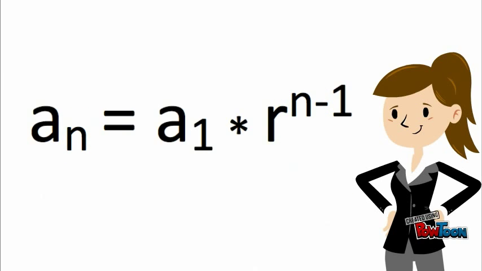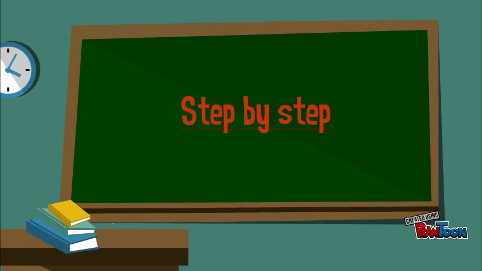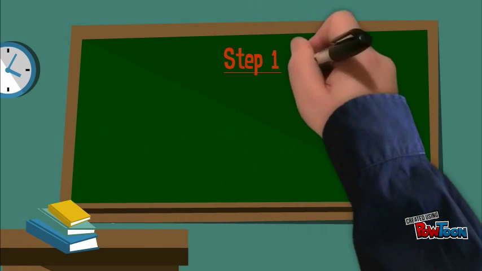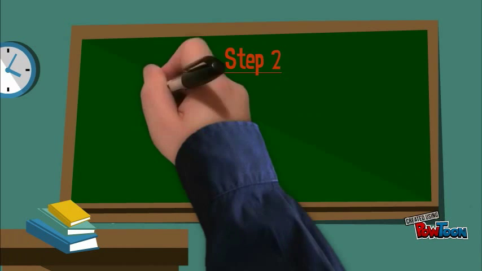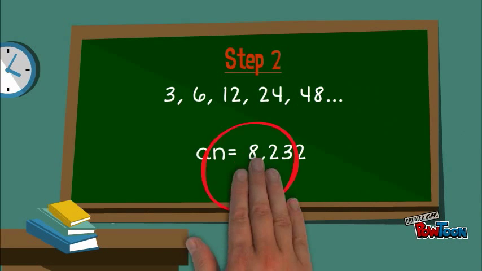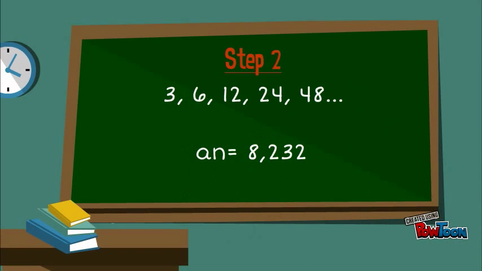Now, let's use this formula to find the 15th term in the following sequence step by step. First, we have to substitute the formula like shown here. Now, we have to solve it. The answer that we get, which is 8,232, is the 15th term.